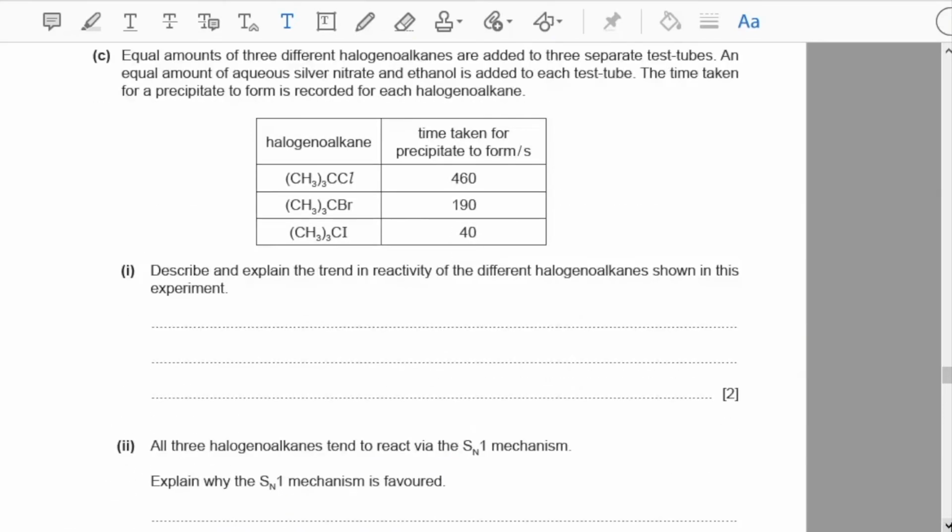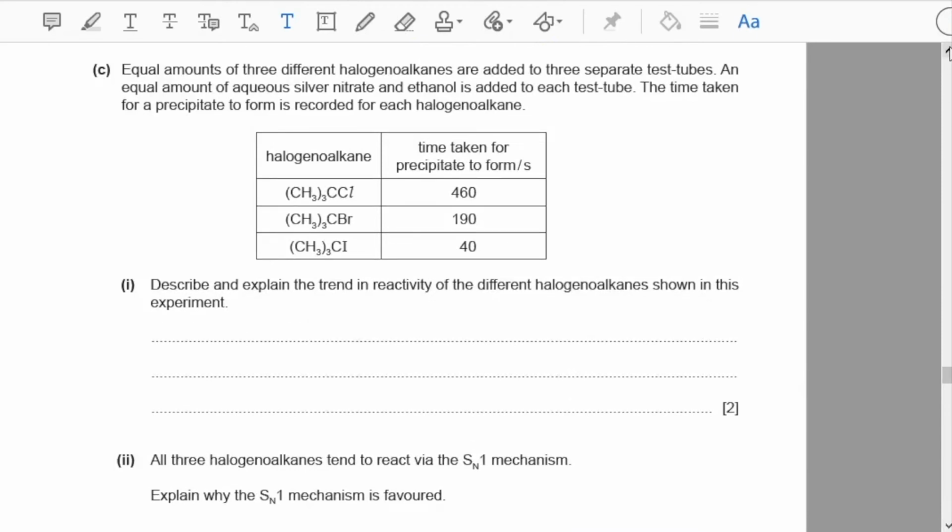Part C, equal amounts of 3 different halogenoalkanes are added to 3 separate test tubes, and equal amounts of aqueous silver nitrate and ethanol are added to each test tube. The time taken for a precipitate to form is recorded for each halogenoalkane. Part 1, describe and explain the trend in reactivity of the different halogenoalkanes shown in this experiment.